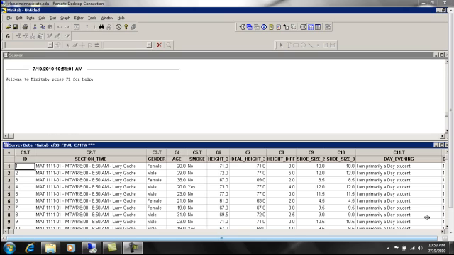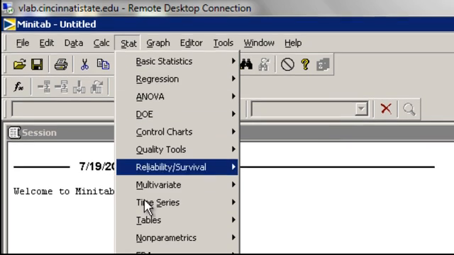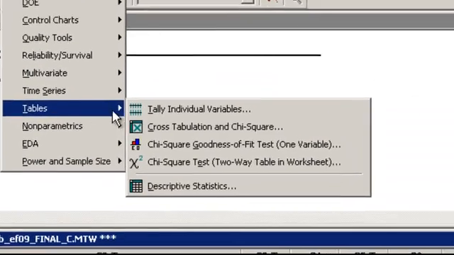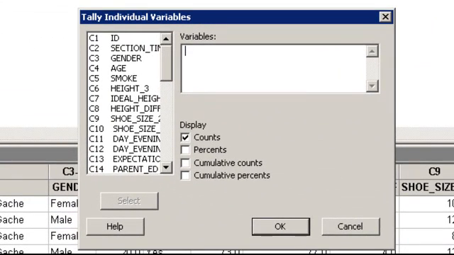In this video, we are going to organize and summarize quantitative data using Minitab. The first thing that we're going to look at is constructing frequency tables. So the way we do that is we go to Stat, we go to Tables, and then we go to Tally Individual Variables.